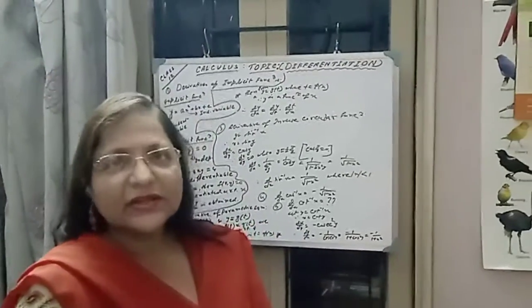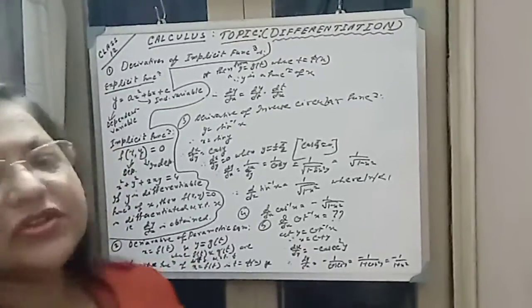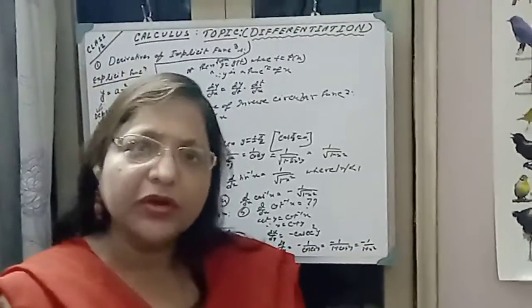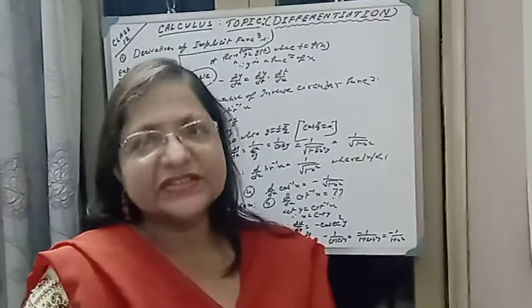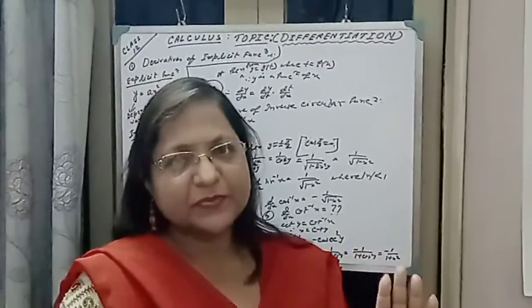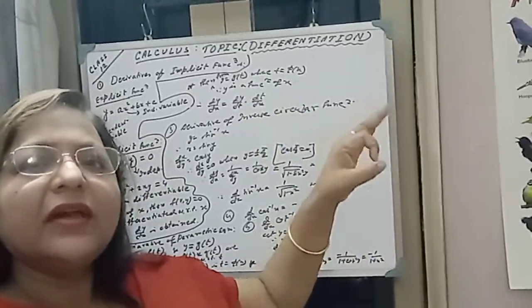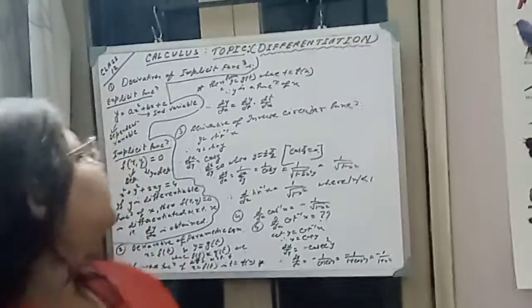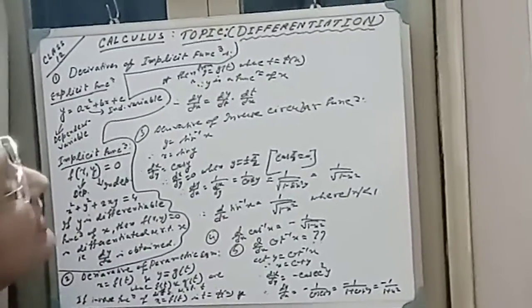Today's topic is calculus and differentiation. Differentiation we have already started in class 11, so I am not going to explain again what differentiation is, where we get it from, what a limit is, and all these things. We will just continue with the extended part, which is in class 12: derivatives of implicit functions.